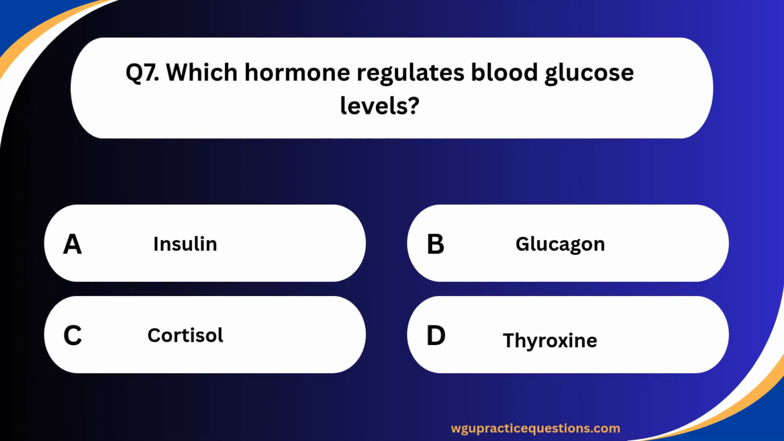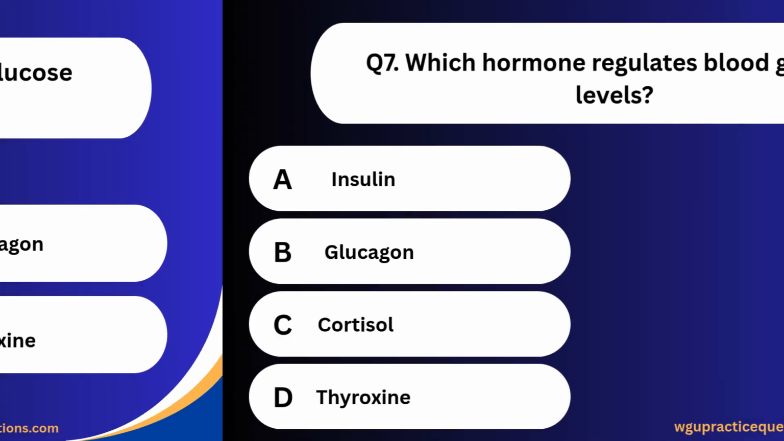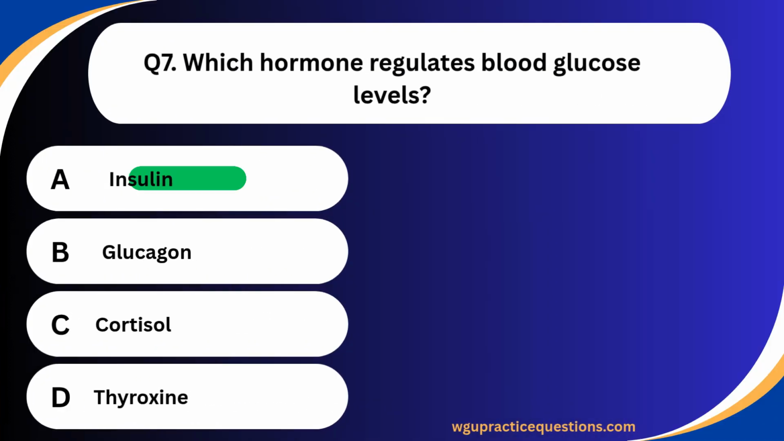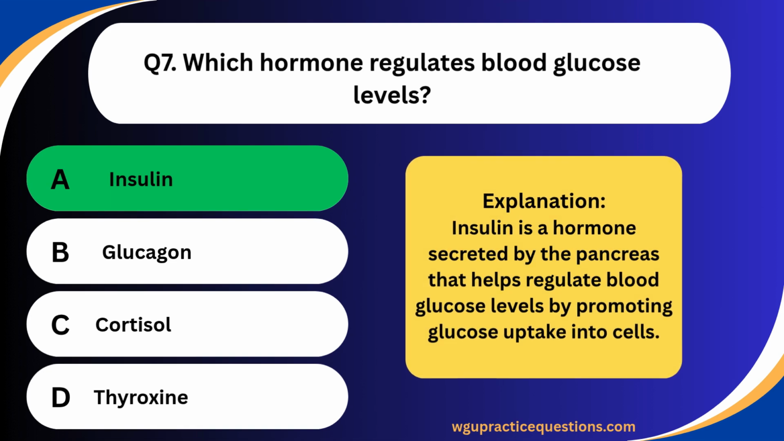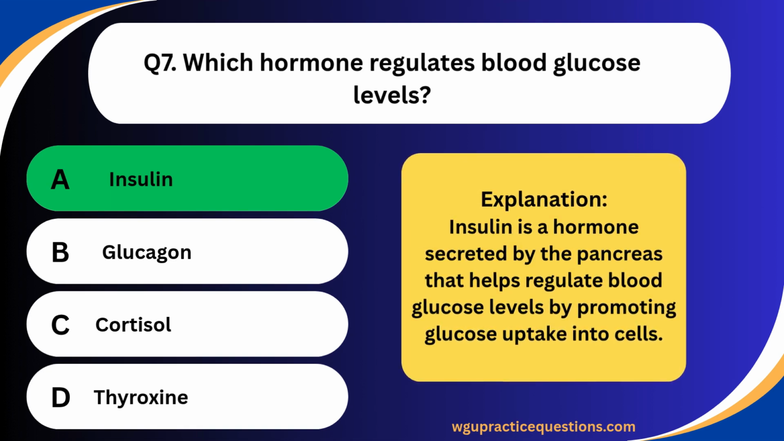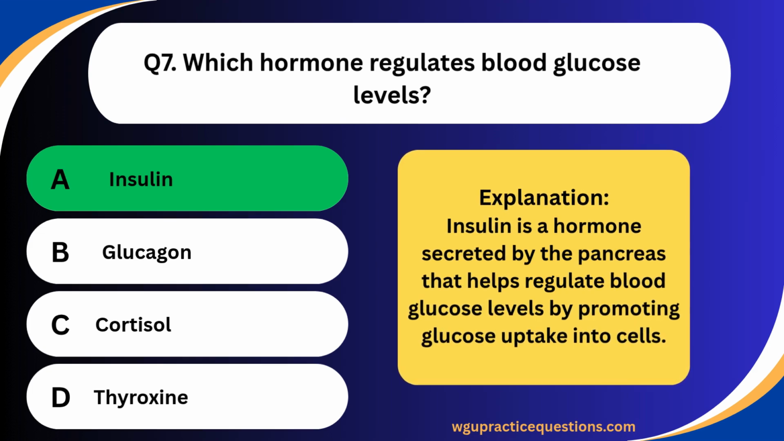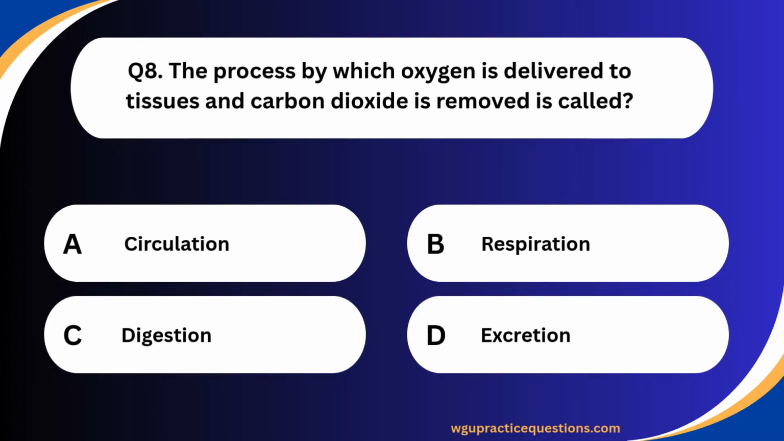Question 8. Which hormone regulates blood glucose levels? A. Insulin. B. Glucagon. C. Cortisol. D. Thyroxine. Which one is the correct answer? The correct answer is A. Insulin. Explanation. Insulin is a hormone secreted by the pancreas that helps regulate blood glucose levels by promoting glucose uptake into cells.